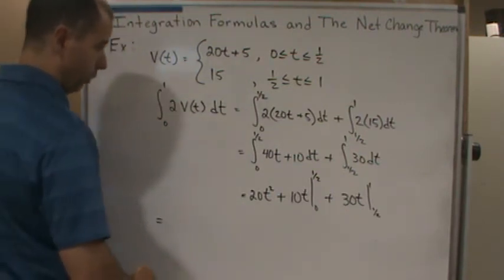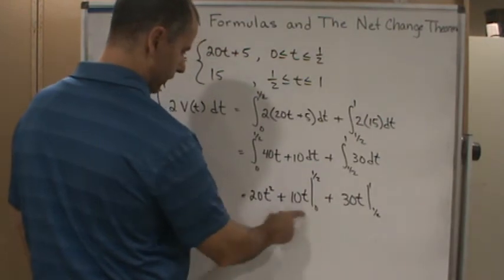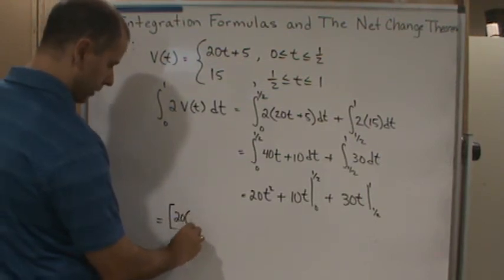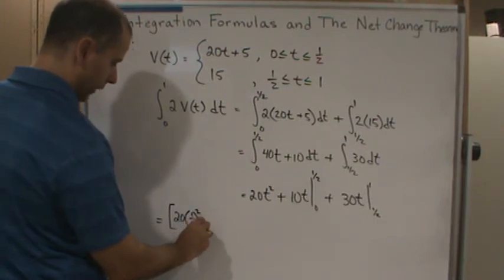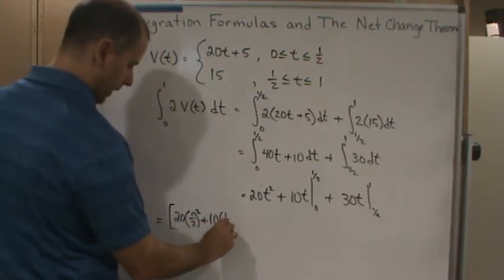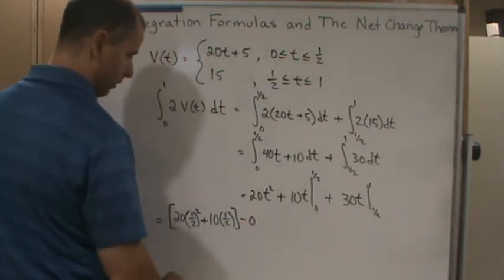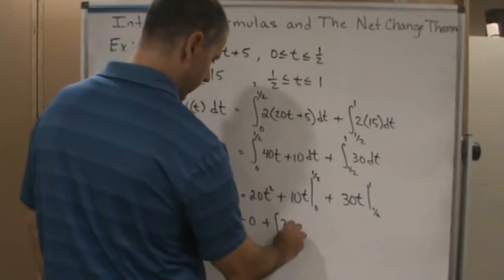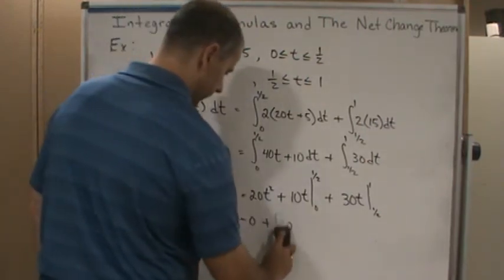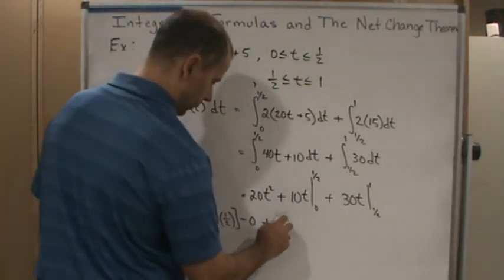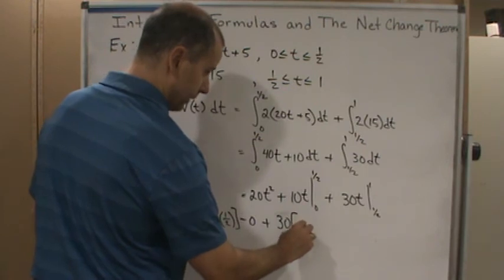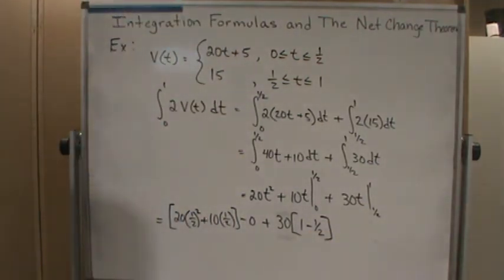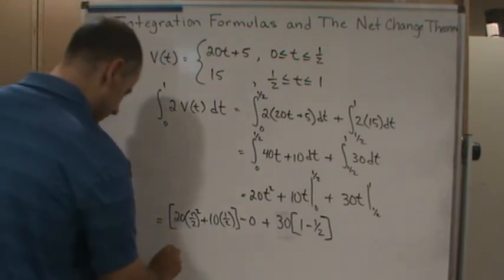Okay, so now what do I get? Well, here I've got t's in both terms. So at 0, this whole thing is going to be 0. So this is going to be 20 times 1/2 squared plus 10 times 1/2, minus 0, plus 30. Actually, I could factor out the 30. So this will be 30 times what? 1 minus a half, right? And now I just have to simplify this.